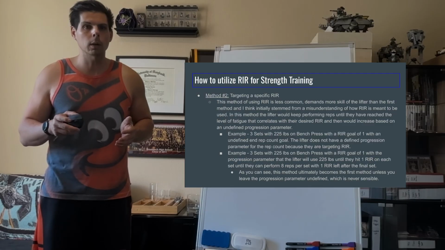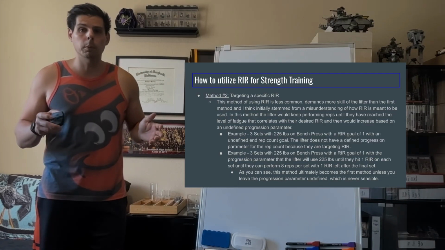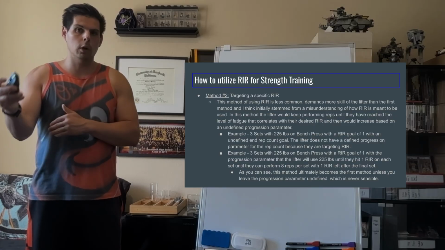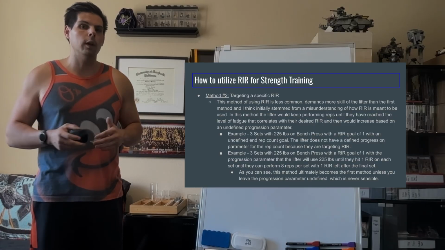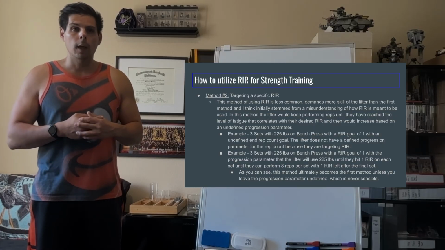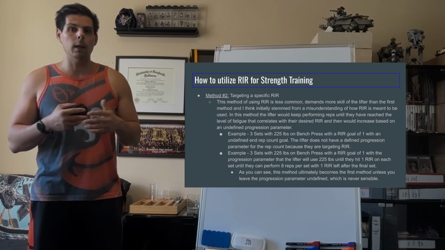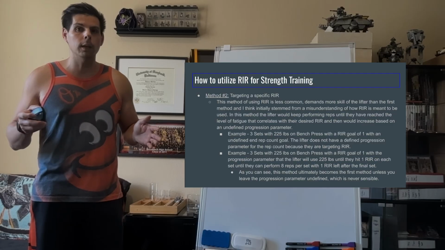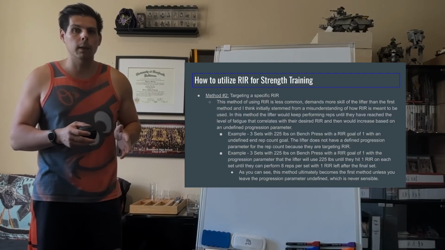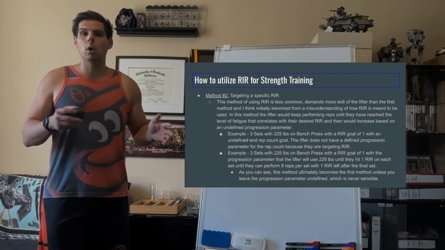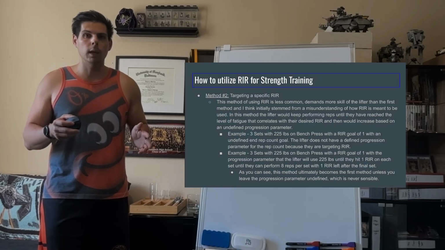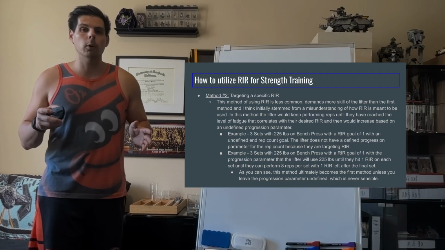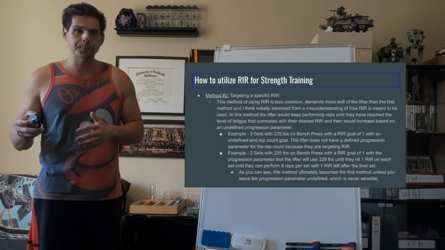This method immediately circles back into just being the first method where you used RIR as a progression parameter. Unless you left your progression parameter undefined, which in terms of long-term strength training programming is never really sensible to do. If you're just trying to have an intense workout and get close to failure, you're just really trying to push it for some reason on a given day, you could use this second method, but that would be more of an in-the-moment or short-term kind of thing. It wouldn't be sensible to have an undefined progression parameter across the long term.